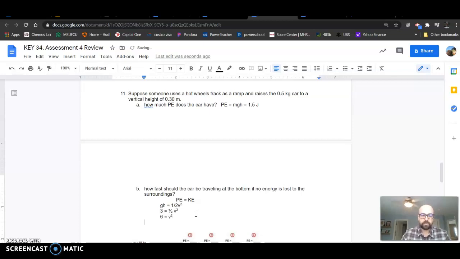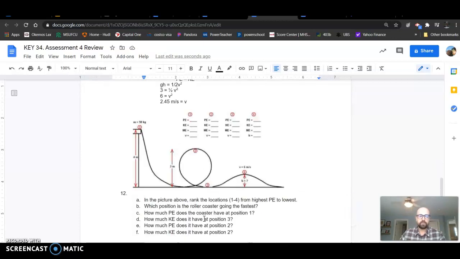And then I take the square root, and the square root of 6, I know it from earlier. What is it? 2.4 or something like that. 2.45. So 2.45 meters per second equals the velocity. So you just got to know to use that formula there. And once you know that, then that becomes hopefully straightforward. I'm ranking from highest potential to lowest, so I just use height. So it's going to go 1, 2, 4, 3. 1 is greater than 2 is greater than 4 is greater than 3.